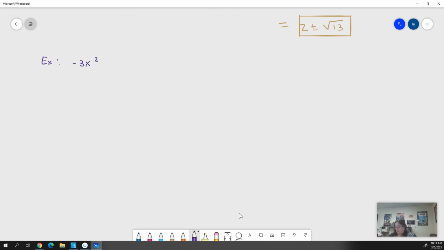negative 3x squared plus 8x minus 7 equals 0. This is already in the standard form, so we don't have to deal with that. We don't have to move anything over. We just have to find our a, which is negative 3, our b, which is 8, and our c, which is negative 7, right? And again, just for the sake of boring you, we got minus b plus or minus the square root of b squared minus 4ac over 2a.